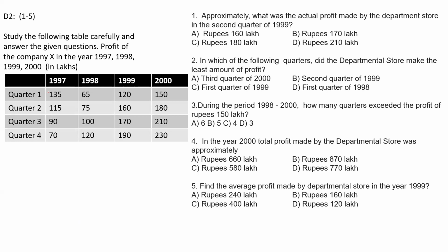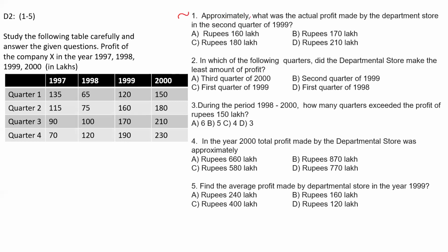So here 4 quarters are there, right? For 1997, quarter 1, 135 lakh. Similarly, quarter 2, 115 lakh, quarter 3, 90 lakh, quarter 4, 70 lakh. Similarly, they have given data for 4 years. I hope the data is very clear. Now we are going to create the questions. Approximately means you can just round the value.